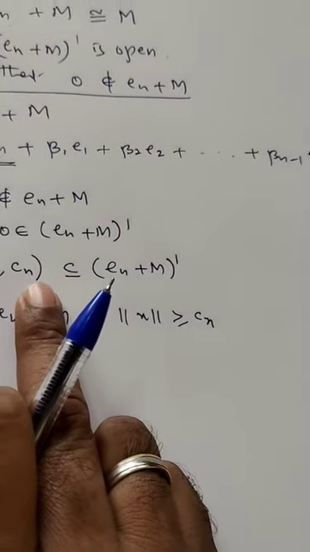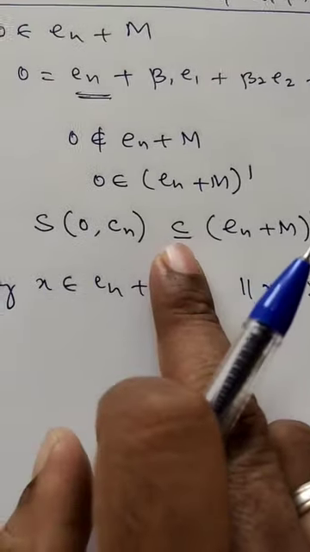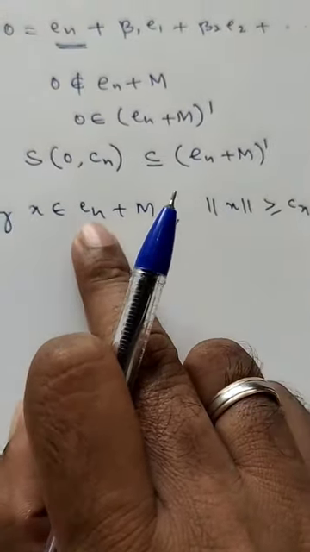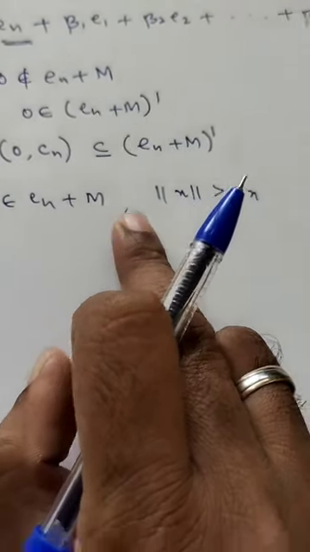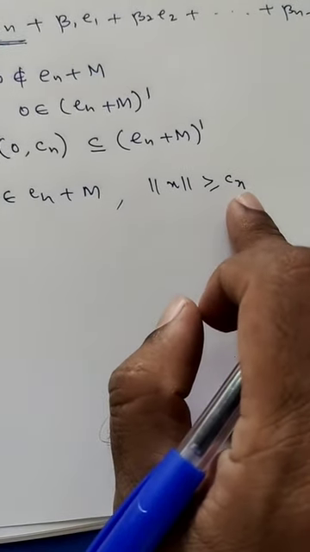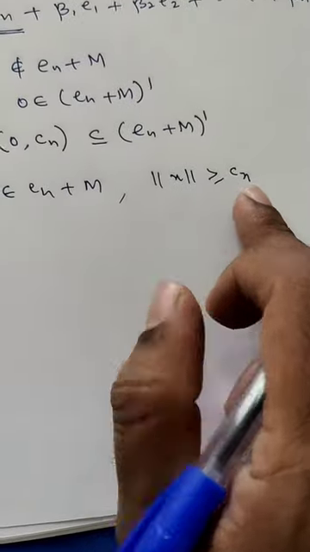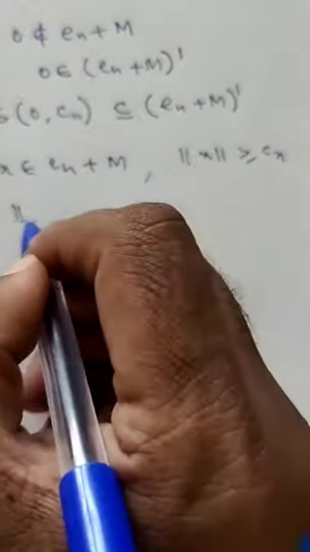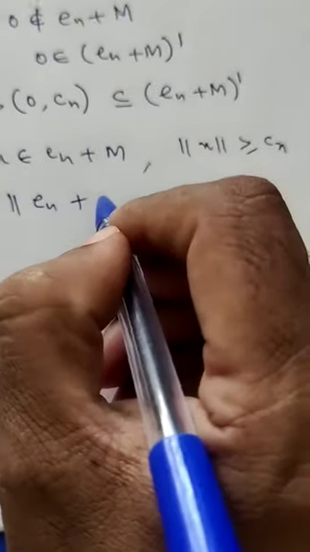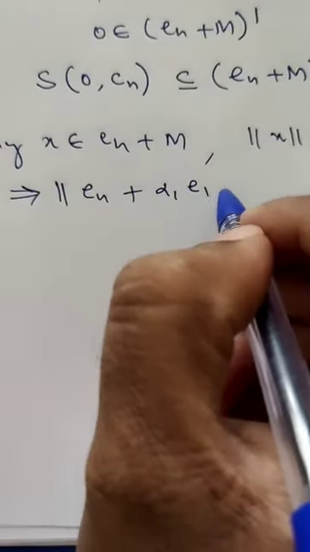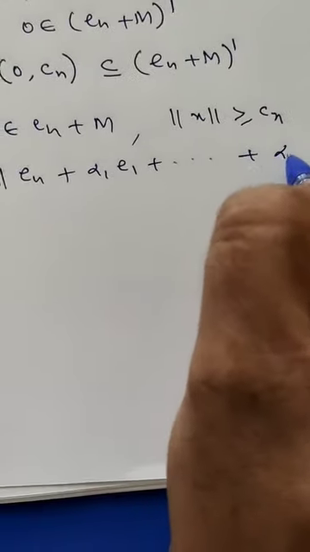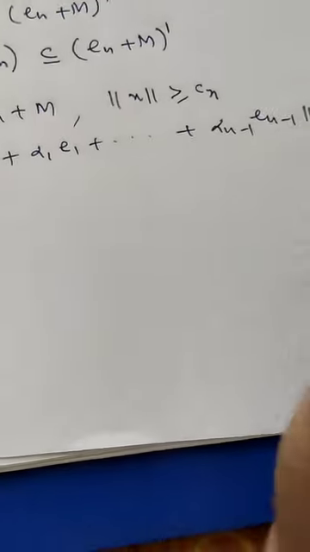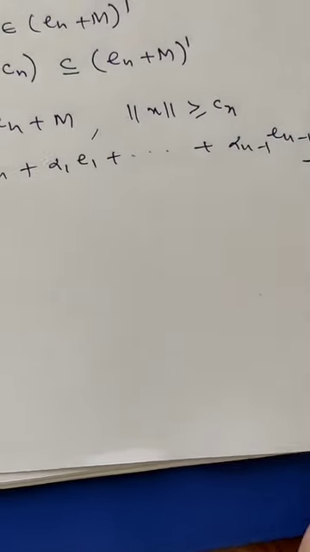Norm of x is less than or equal to Cn, but since it lies in the complement, meaning x belongs to Cn plus m, this implies norm of x is definitely greater than or equal to Cn. This implies what? Norm of x, which is in En plus m, is a linear combination: En plus alpha 1 E1 and so on, alpha n minus 1 En minus 1, is greater than or equal to Cn. You may call this by the number 6.